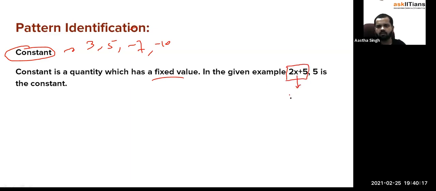X is your variable. Your 5 is your constant. If I give you another example, 4y minus 9, it is still an expression where y is your variable and minus 9 is your constant, right?